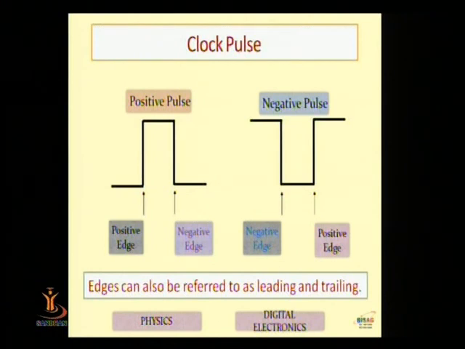Now comes a very important word when we are dealing with digital systems: the clock pulse. We use 2 types of clock pulses. One is the positive pulse, another is the negative pulse. For the positive pulse, the left-hand side is a positive edge, and when it goes down, it is known as a negative edge. In the negative pulse, the left-hand arrow shown is a negative edge, and when it moves upward, it is known as a positive edge. Edges can also be referred to as leading and trailing. Leading edge and trailing edge are the 2 words related to the clock pulse.